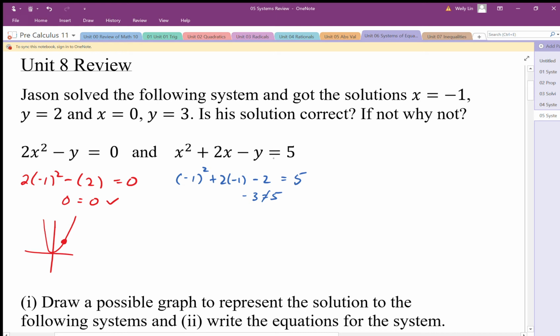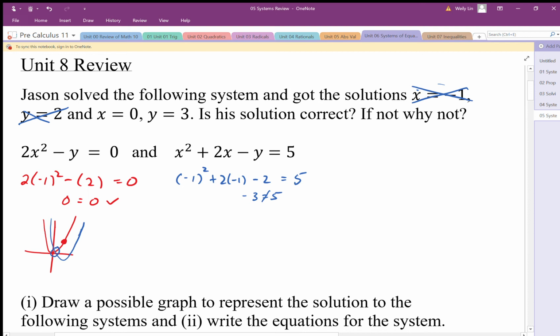Okay, so if I were to graph this, I think it's going to look something like some graph that looks like this. And what it means is that red dot there is not a coordinate on the blue graph, so it can't be the solution, because remember, the solution occurs at the intersection point. So this is not a solution to this system, right? So x equals -1, y equals 2 is not a solution.